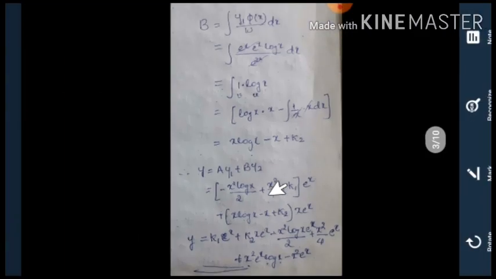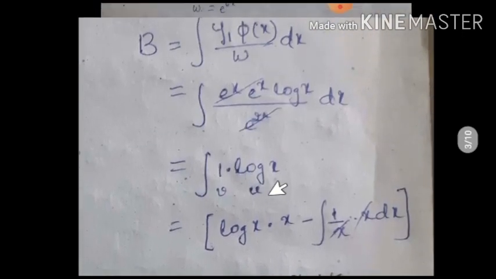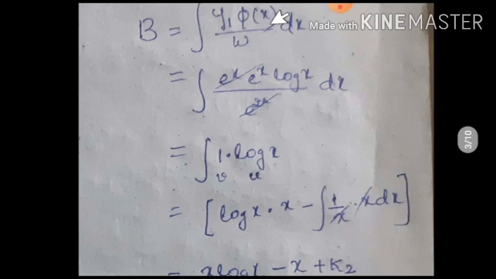Next let us find out the b value. What is the formula for b? Formula for b is integral y1 phi of x by w into dx. What is y1? e to the power of x. What is phi of x? Right hand side of the differential equation, e to the power of x log x. w we obtained as e to the power of 2x. So here numerator bases are same, so add the power, what will you get? e to the power of 2x. So e to the power of 2x and e to the power of 2x get cancelled. So log x is left out.